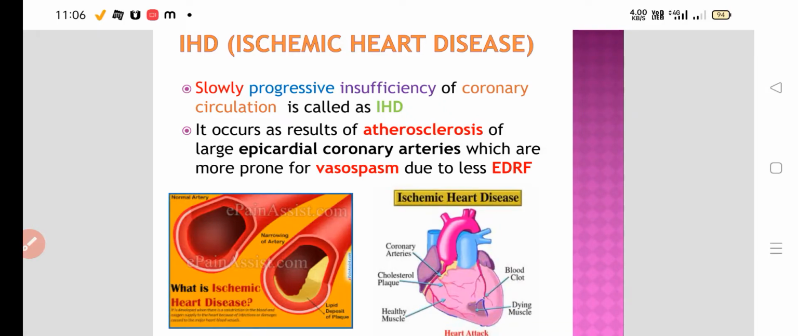Now today we are going to talk about ischemic heart disease. Ischemic heart disease means there is an insufficiency of the coronary circulation, which is slow and progressive. Now why does it occur? It occurs as a result of atherosclerosis of large epicardial coronary arteries.